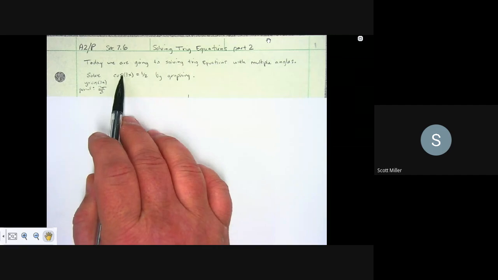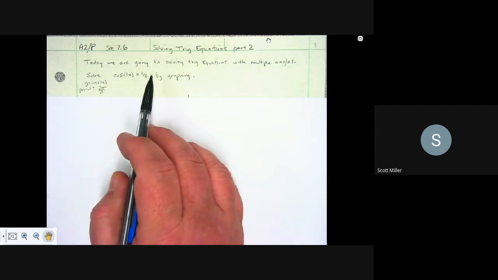Okay, so today we're going to look at the second half of solving trig equations. We're going to look at solving trig equations that have multiple angles. So we're looking at this right here. Solve the cosine of 3x equals 1/2 by graphing.